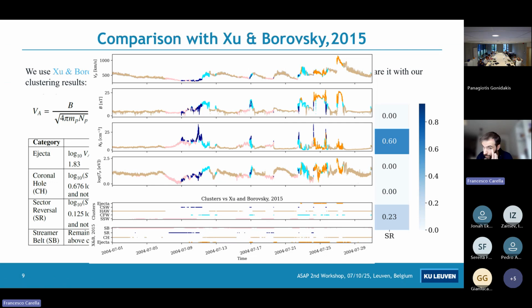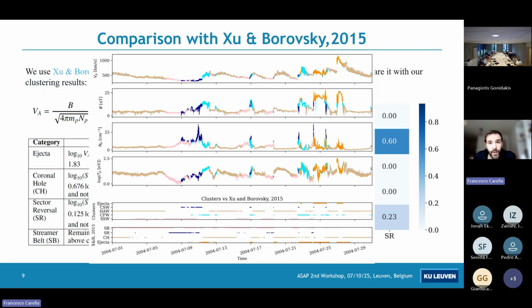Why? If we look at this, and again, my favorite month, you can see at the bottom that for Zuborowski, the compressed fast wind in this specific case is an ejecta. And that's, I mean, sort of an error, because that's not an ejecta, it's just a part of an SIR.